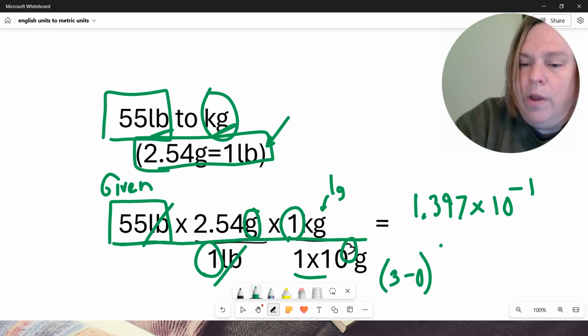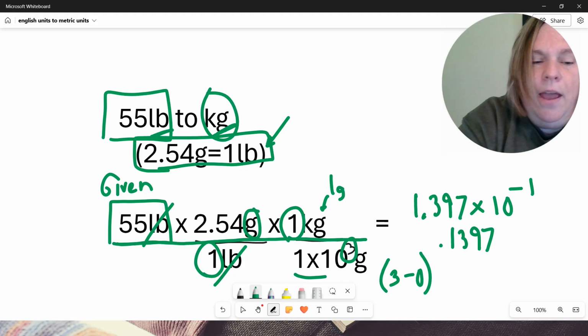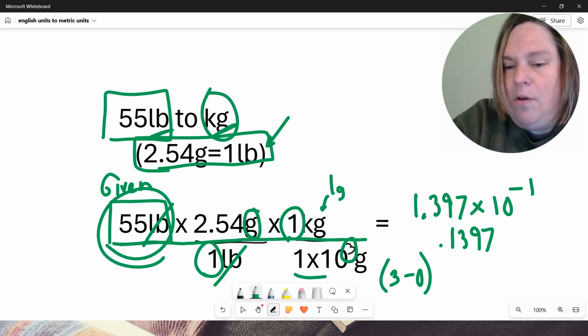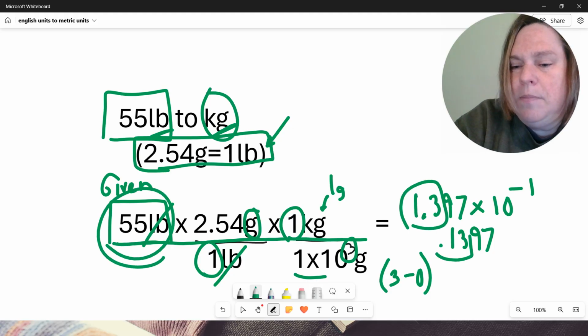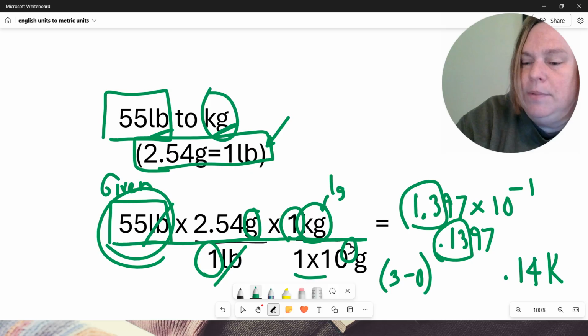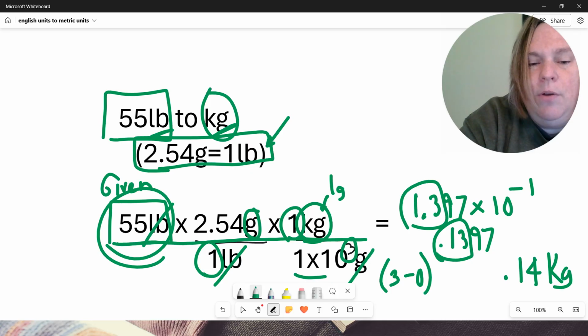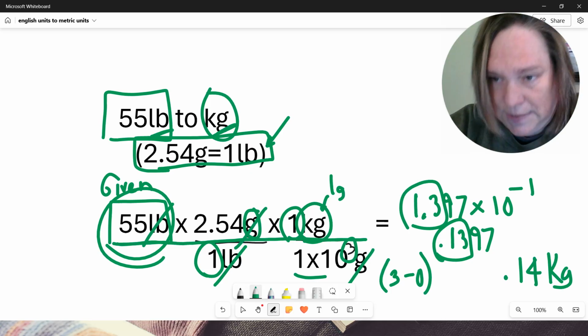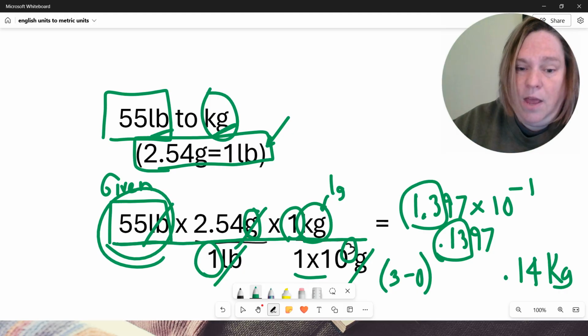If you're not, it's going to be 0.1397. And I have two beginning sig figs, so I'm going to keep two. So it's going to become 0.14, and my unit is what didn't cross out, which is kilograms. And you can see here I didn't do it, but grams cross out with grams because they're on opposite sides. Let's look at another problem.